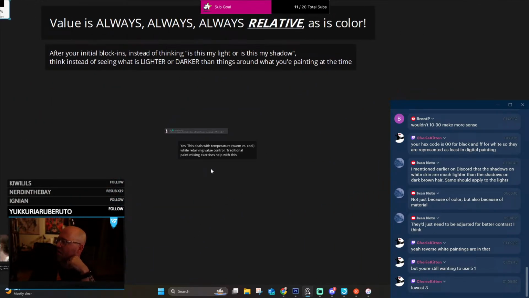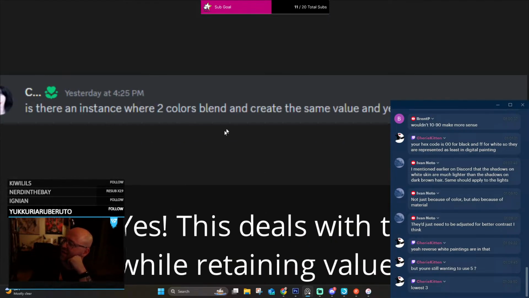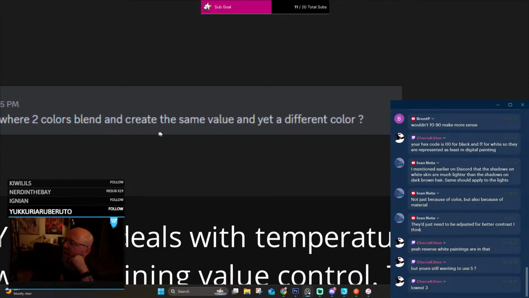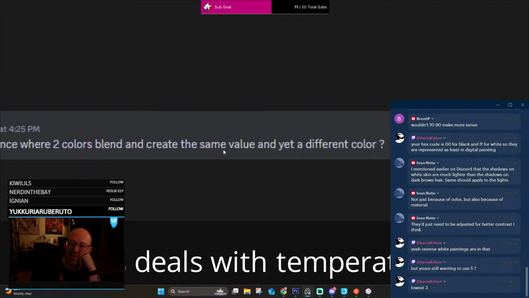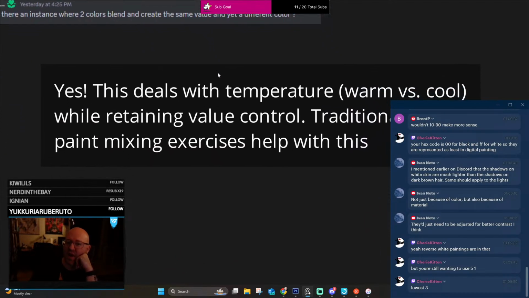But there's something I also want to talk about before we dig in, because we're going to be bringing up color a little bit. I'm going to try to shy away from the color side of it, but we're going to discuss it a little, right? So Sherry brought up, is there an instance where two colors blend and create the same value and yet a different color? And that answer is a whopping resounding yes.